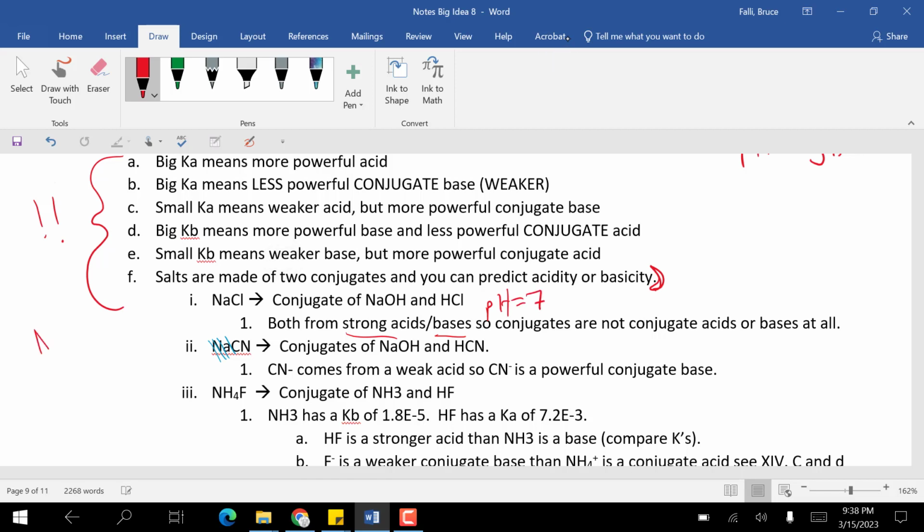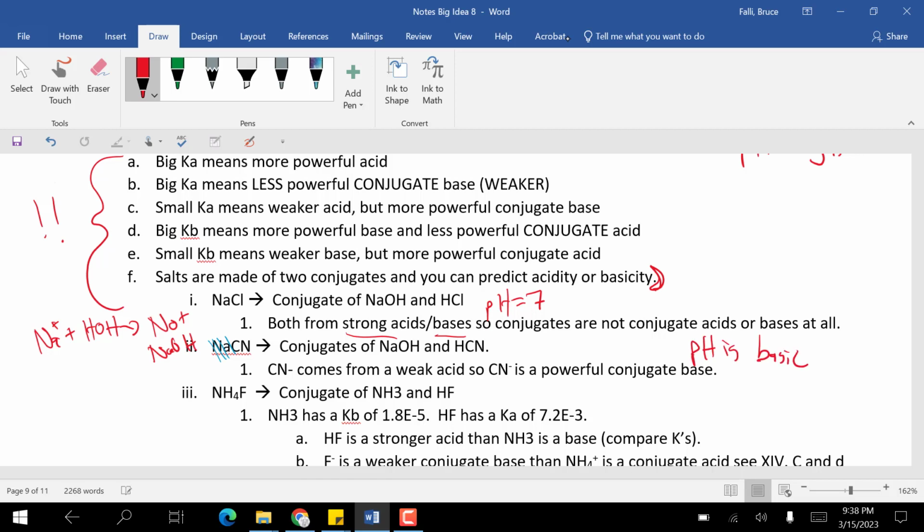Why is that? Na plus plus HOH yields not NaOH. Why doesn't it make NaOH? Because that's a strong base and it has to ionize 100%. So it'll never happen. Now, if I have NaCN, remember how we kind of ignore our always soluble things? Conjugates of NaOH and HCN. CN comes from a weak acid, so it has a powerful conjugate base. So the pH is basic.